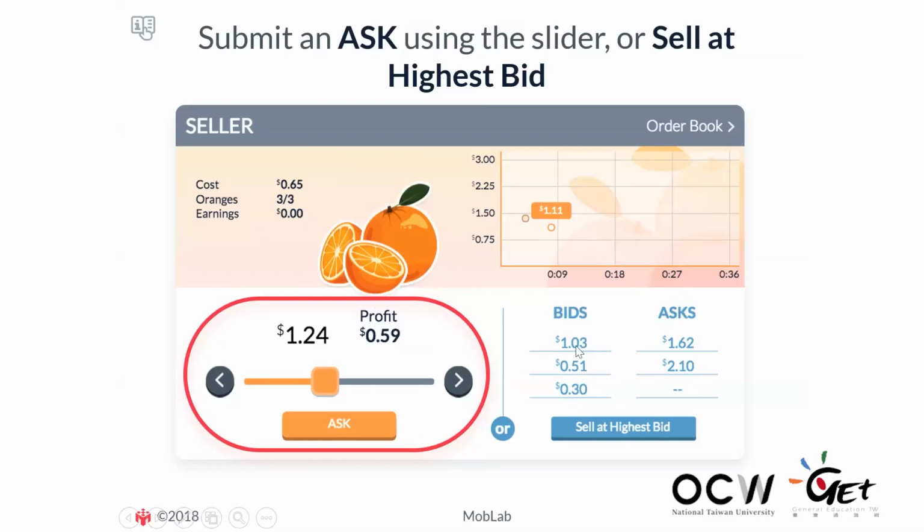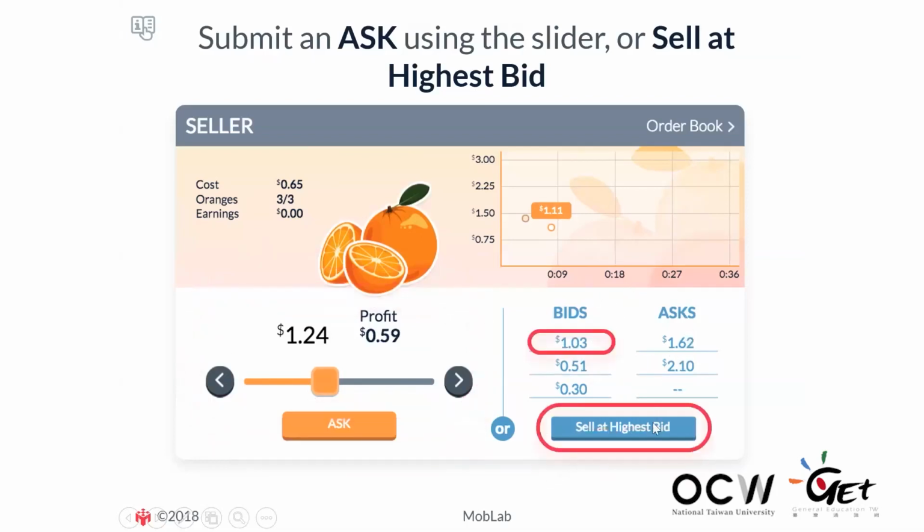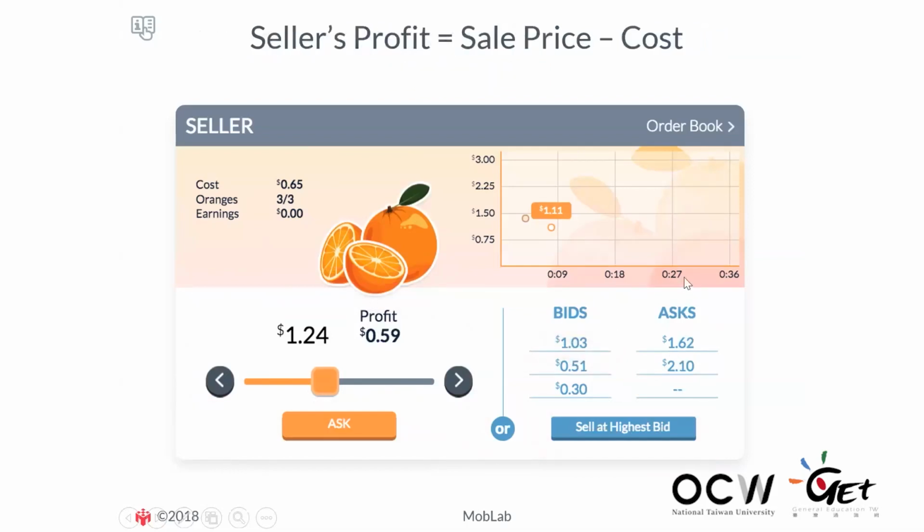So you can sell at the highest. That's taking the other side's offer. So if you hit sell highest bid, then you will be selling at 103. And your profit, of course, is whatever price you pay minus the cost. So here it's 65 cents. So that will be your profit.